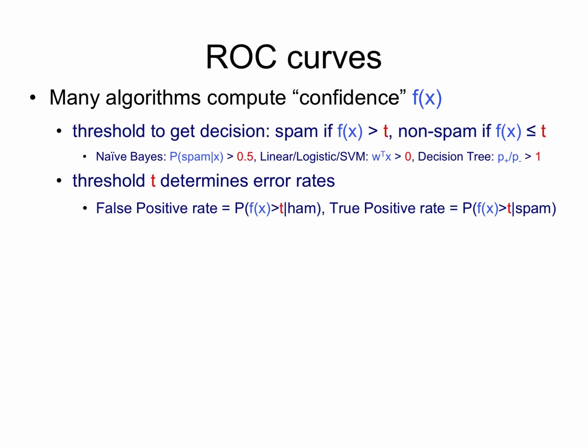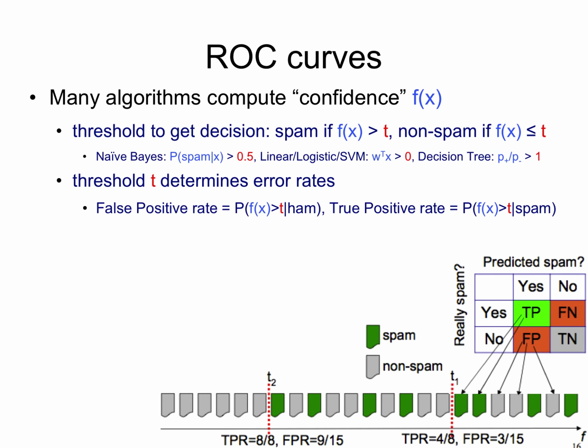And as you change that threshold, you can get radically different values for true positives and false positives. So let's look at an example. Suppose I have a spam classifier, and the x-axis represents the confidence of my classifier. The higher numbers to the right, my classifier is more confident that they're spam. The lower numbers, it's less confident. The green documents represent emails that are really spam. The gray ones are emails that are really not spam.